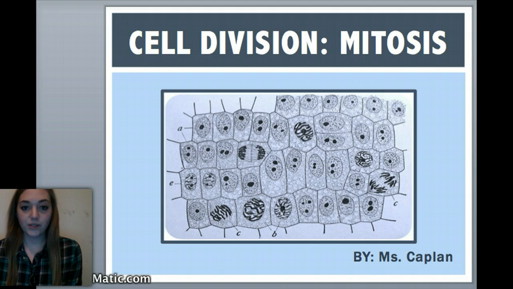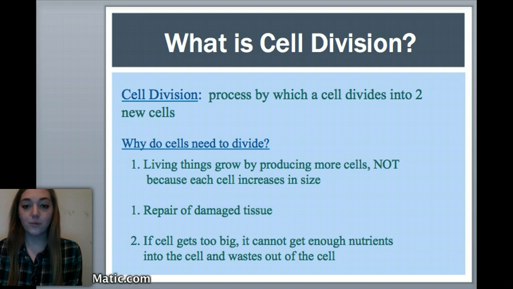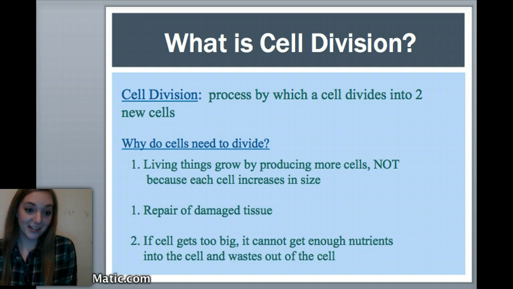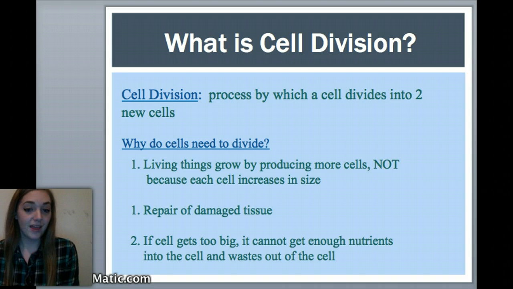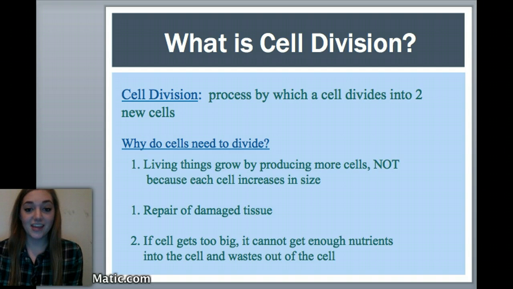So you may be asking yourself, what exactly is cell division? Well, I'm going to answer that: cell division is a process by which a cell divides into two new cells. Now, why exactly do cells need to divide? Well, living things grow by producing more cells, not because each cell increases in size.